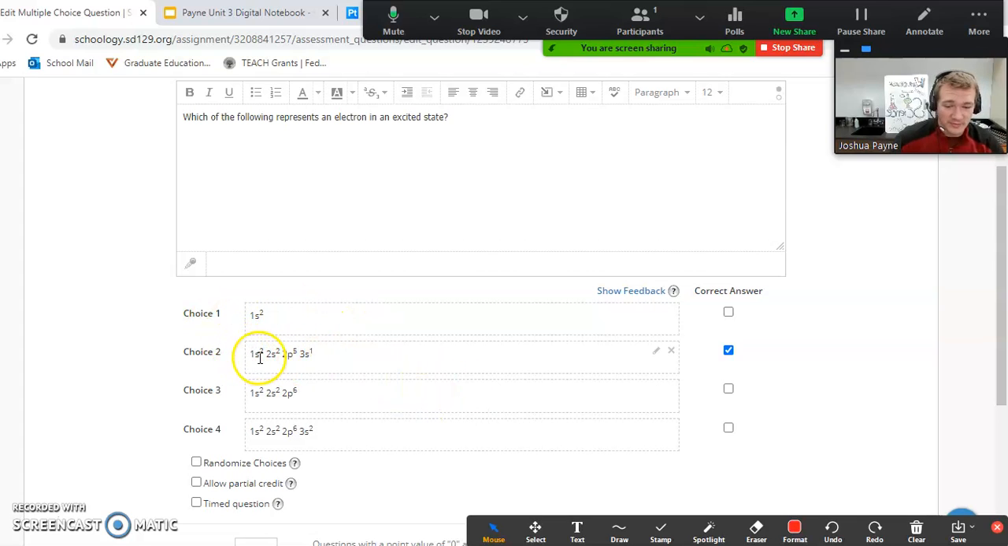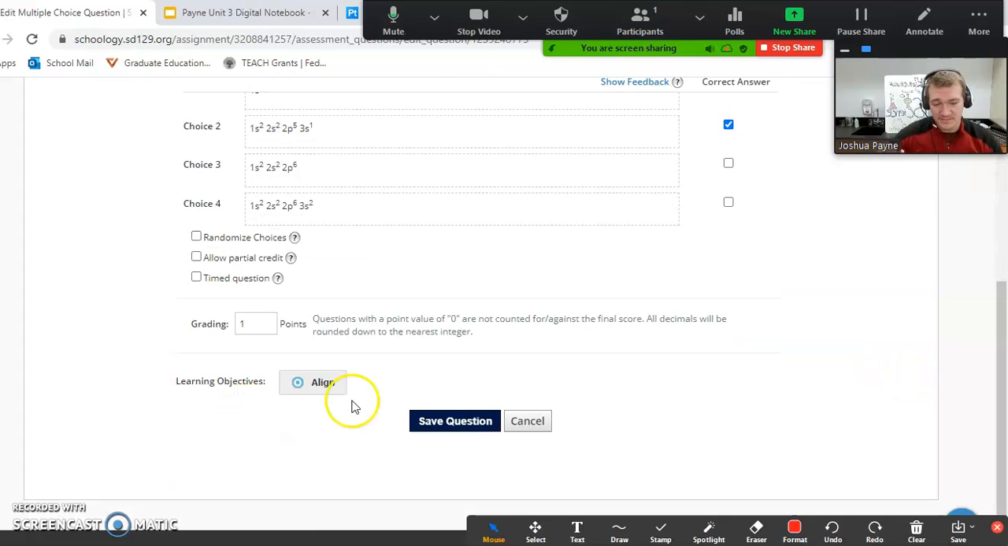But this one here, we have 1s2, 2s2, 2p5. We didn't fill that last spot on the 2p sublevel, right? That electron got bumped up to 3s1. So this one, because we didn't fill this up with all 6 electrons that it can normally handle, we see that one electron got bumped up to that 3s level, which means it's in the excited state.